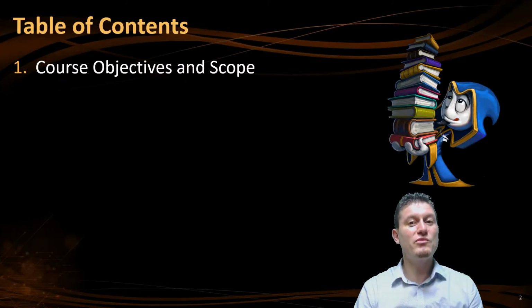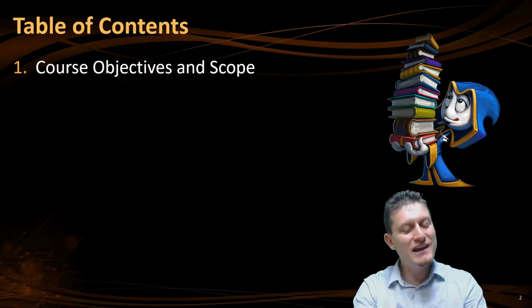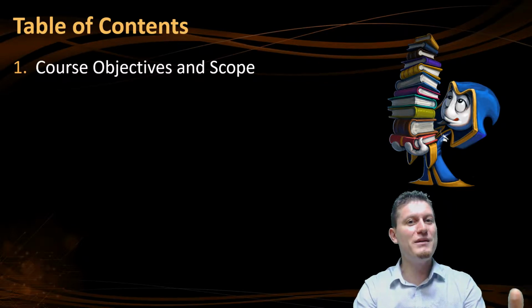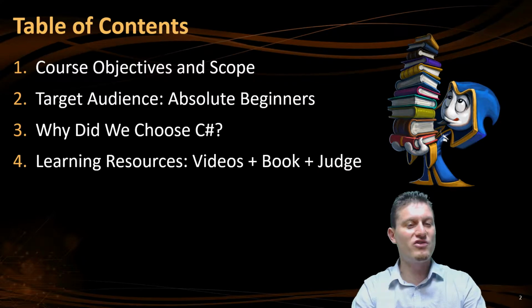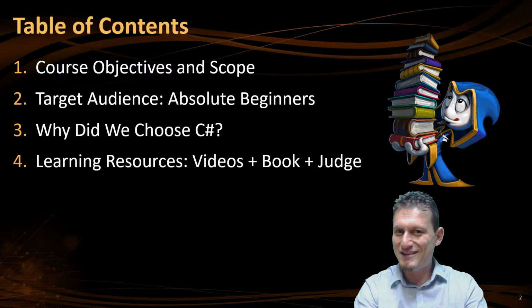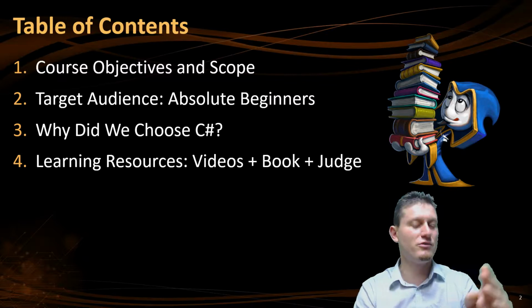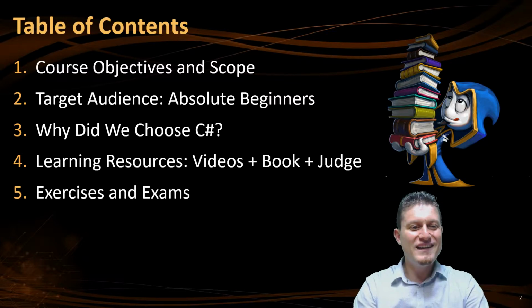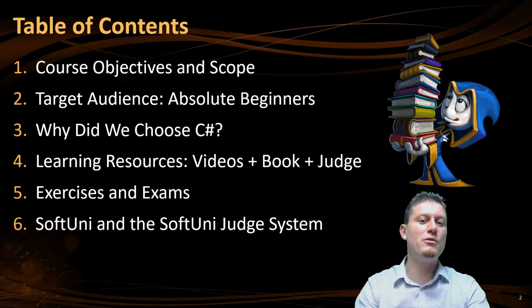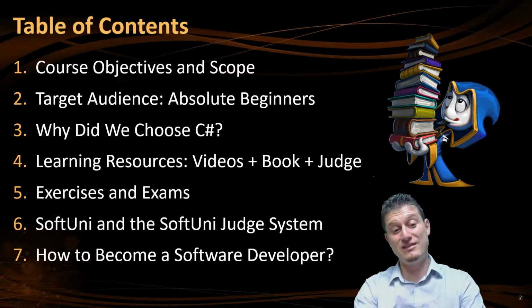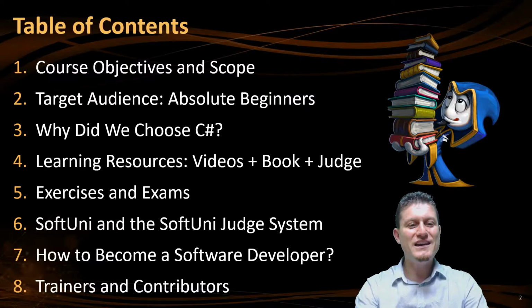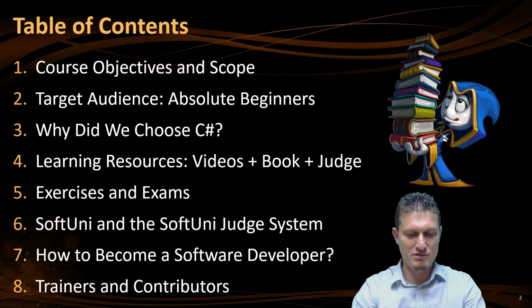So, what will we start in this section? In this section, I will explain what the course scope is, the target audience, and why we chose the C# language. I will explain the learning resources: these videos, this book, the judge, the exercises and exam. I will also introduce the judge system and explain later how to become a software developer, and we'll say a few words about our trainers and contributors.